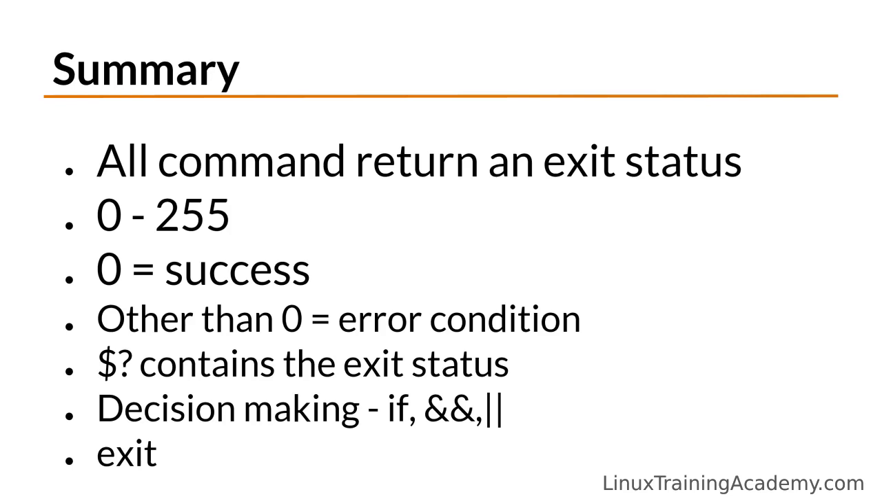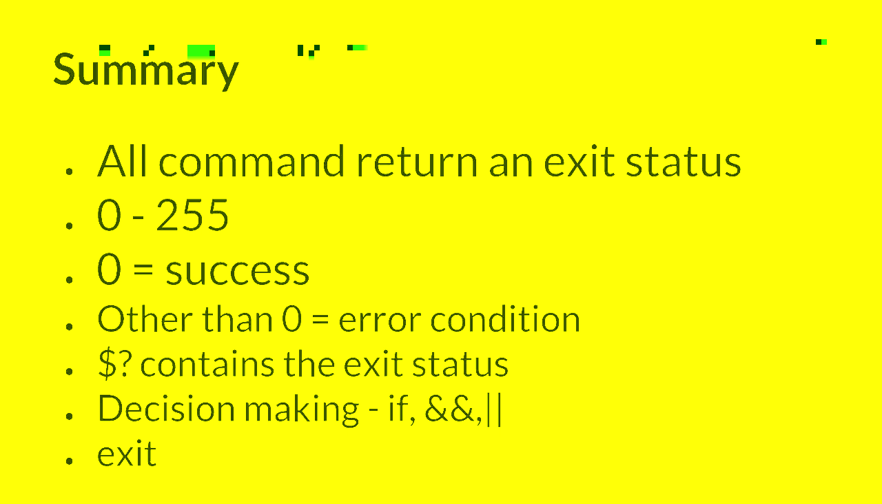Valid exit statuses are numbers that range from 0 to 255. An exit status of 0 represents the successful execution of a command, and a non-zero exit status represents some type of error condition. You learned about the special variable $? and how it contains the value of the exit status of the previously executed command. You made decisions using the exit status of commands by using if statements, ANDs, and ORs. Finally, you learned how to control the exit status of your own shell scripts by using the exit command.